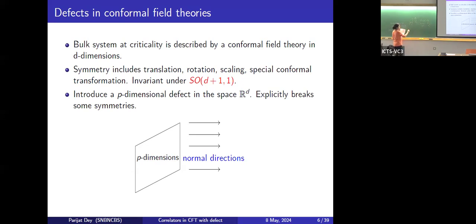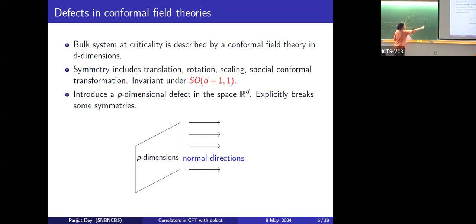Now, what are the symmetries that are preserved in this system? So we have placed this defect. So some translational symmetry normal to this direction is broken. So the P_i are broken normal to this direction. So these are the translational generators. And similarly, this direction will also have a special conformal generator because that also involves a translation. So the special conformal transformation along this direction is also broken.